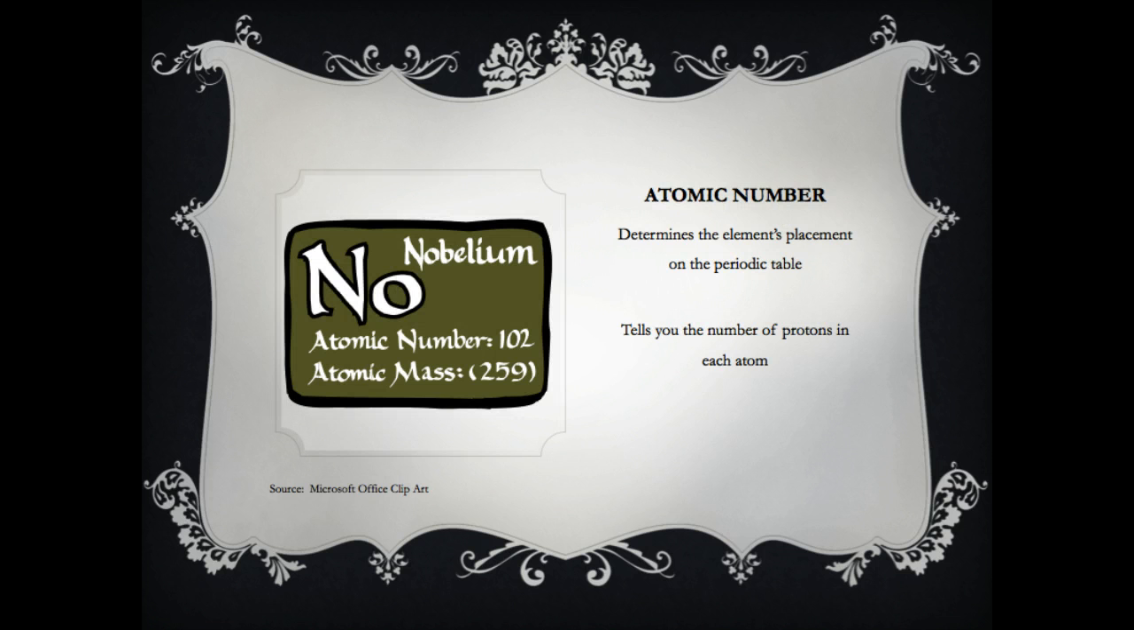The atomic number is the number that is used to tell you where an element is located on the periodic table. In fact, this is how the periodic table of elements is organized. The atomic number also indicates the number of protons, which have a positive charge, that are contained in the atom, more specifically the nucleus of the atom.